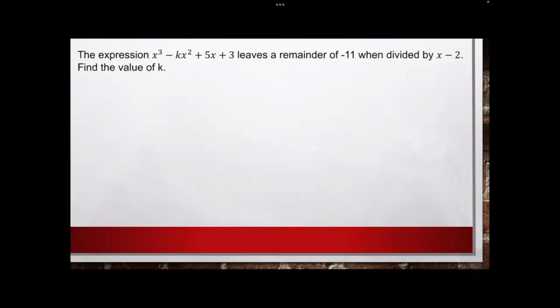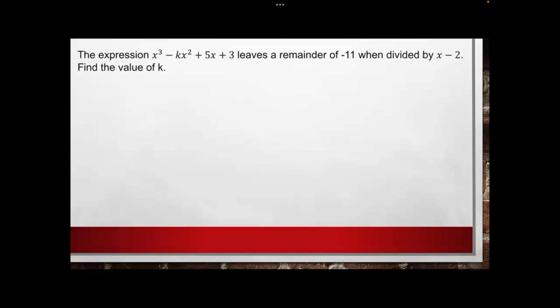Okay, the next is finding the value of k. So the question here is the expression x cubed minus kx squared plus 5x plus 3 leaves a remainder of negative 11 when divided by x minus 2. So find the value of k.